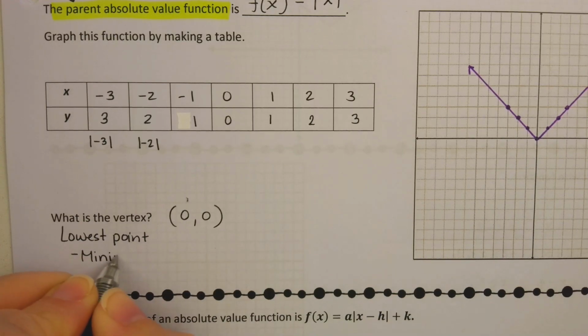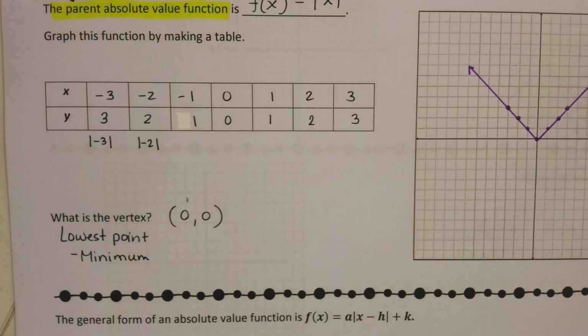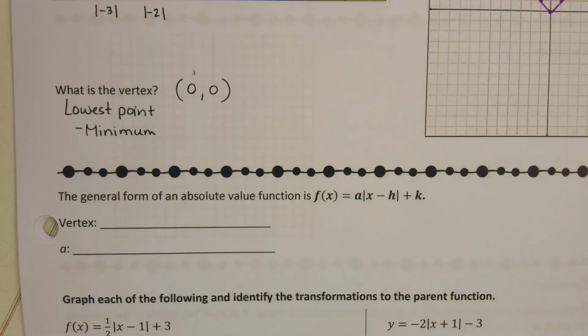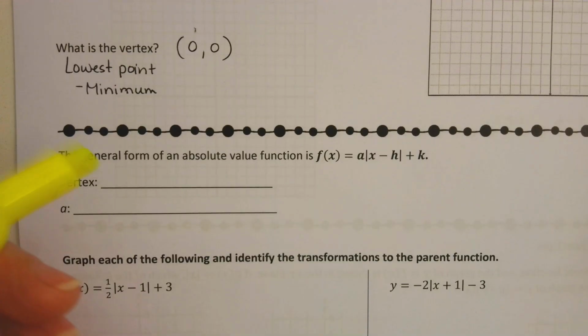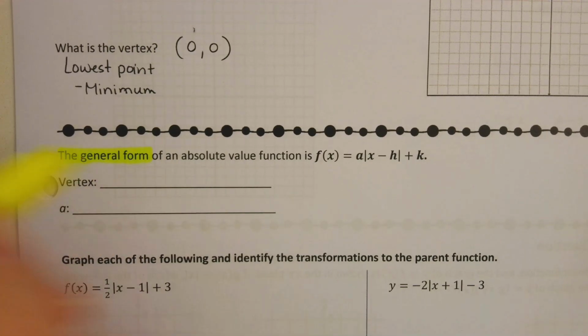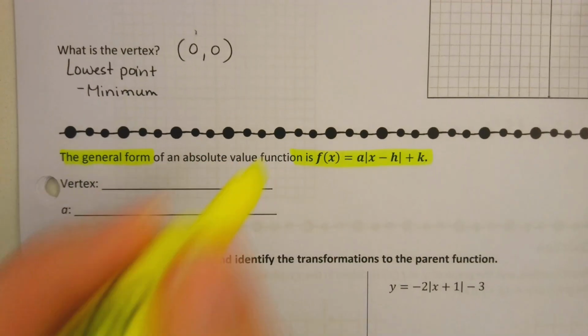If it was an upside down V shape, then the highest point would be called a maximum, and it would still be a vertex. So this is the most basic one. Everything we do is going to be some sort of transformation of this. It might be wider, narrower, it might be flipped upside down, it might be shifted left or right, up or down, and that's going to be based on the numbers that we see in what's called the general form of an absolute value function. There's general form.